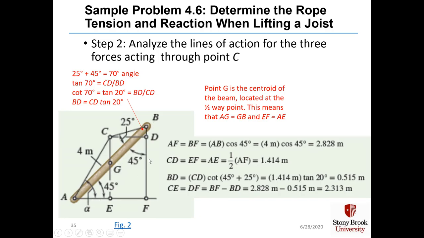Now 25 and 45 degrees add to 70 degrees, which means this angle where my red arrow is showing, the angle between CB and BD, is a 70 degree angle, which means that the tangent of that 70 degree angle is opposite over adjacent, so that's CD divided by BD. The cotangent of 70 degrees is just the tangent of 20 degrees, and that's 1 over the ratio of CD over BD, which is BD over CD. And then a little more algebra: BD equals CD times tangent of 20 degrees.